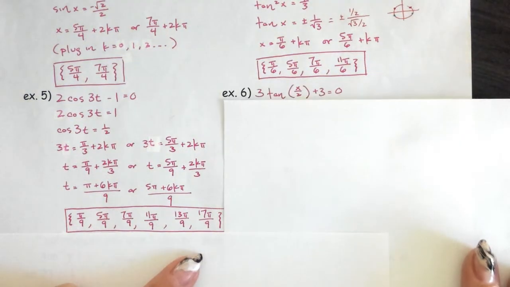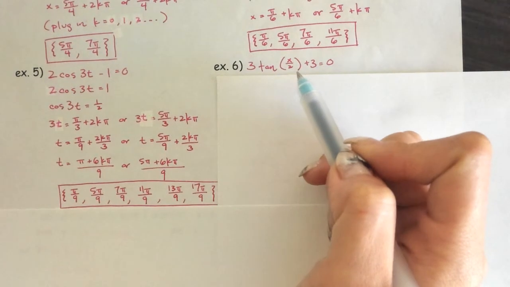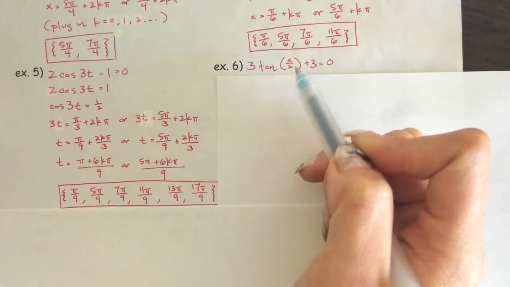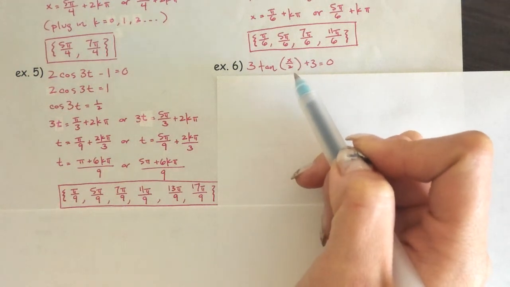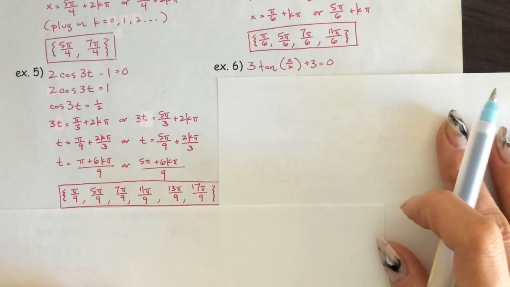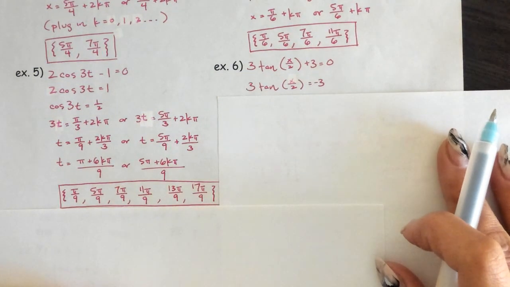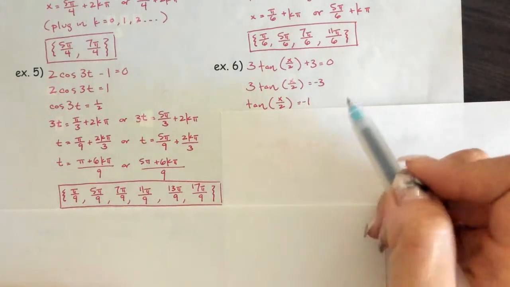Okay, so number 6. We didn't do this one in class. How many solutions might this have? Well, if normally we have 2 solutions for tangent, then if you divide by 2, you should have 1 solution. So let's see what happens. You minus 3 from both sides, and then you divide by 3, and you get that. And then we think on the unit circle, where does this happen?